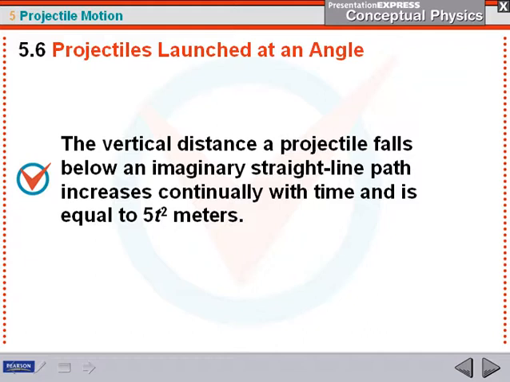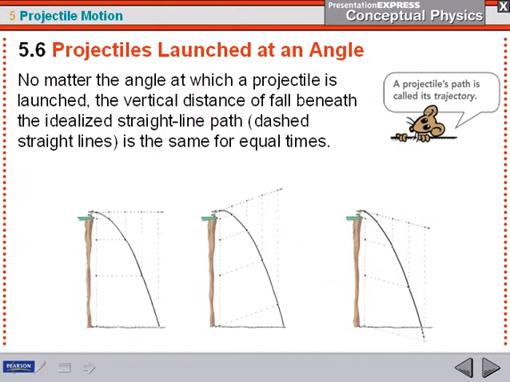So, our first point is that the vertical distance a projectile falls below an imaginary straight line path increases continually with time and is equal to 5t squared meters. And if you look at 5t squared, that looks an awful lot like 1/2 times 10 t squared. So that should give you a little hint of how we're going to derive this.